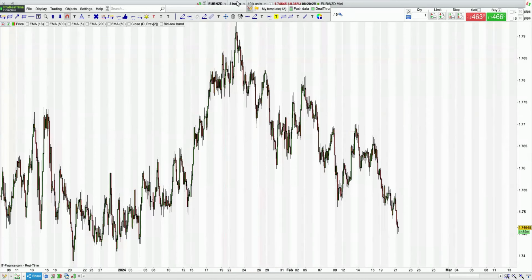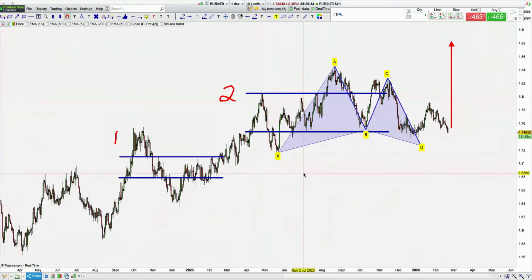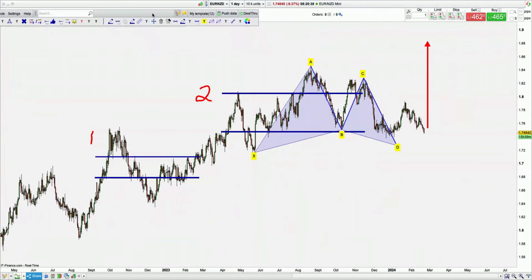We have identified a harmonic pattern that's in line with the market cycle. This is Euro NZD. Let's take a look at the market cycle. We've got the first zone and the second zone, and for me, we're looking to get long this to take it into the third.